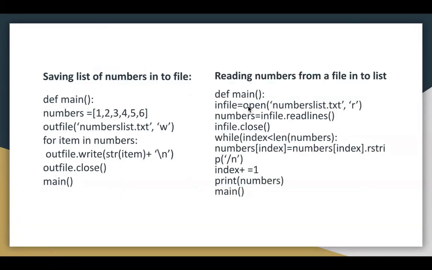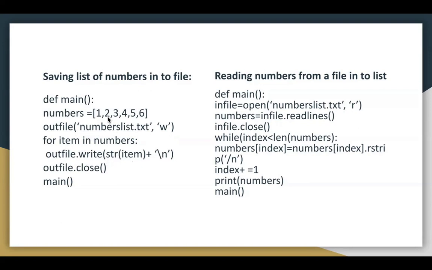And the next example is saving a list of numbers into a file. Now we want to save a list of numbers into a file. Previously, we saved a number of strings, and I took an example of stationery. So here I want to give a list of numbers into a file. In the same way, def main, numbers is equal to a list of 6 numbers. Out file is equal to numbers list dot text, giving the file name as numbers list, and I want to write. So for item in numbers, out file dot write string of item.